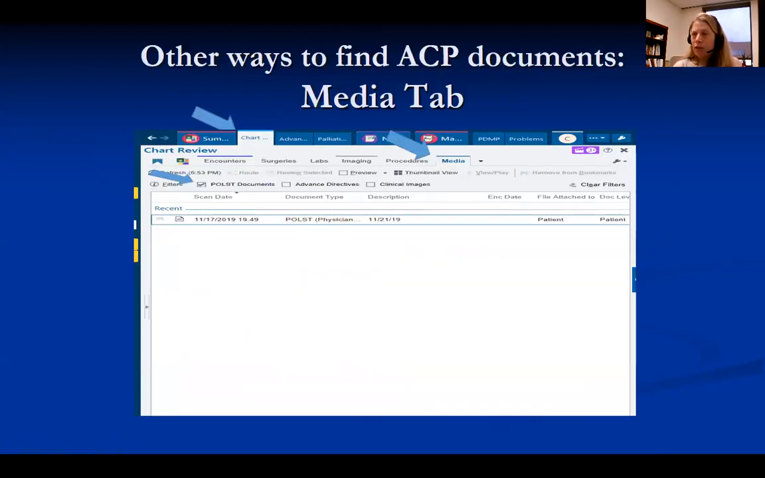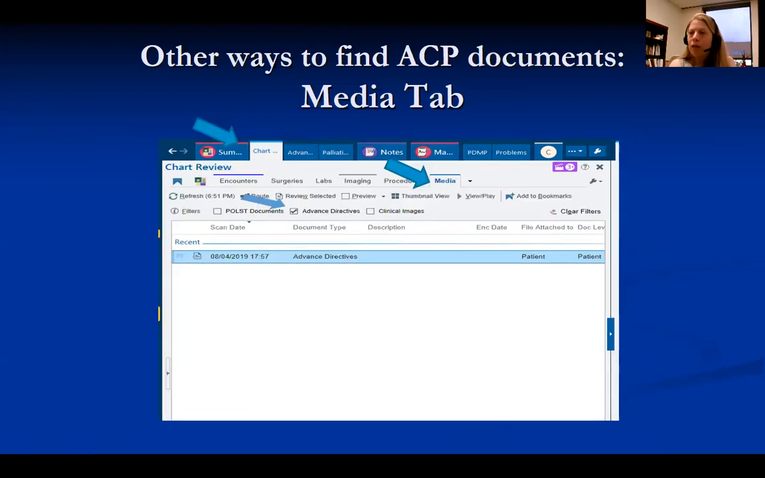The last place that you can find an advance care planning document is under the Media tab. If you go under Chart Review and then go to Media, the nice thing is, instead of having to comb through hundreds of documents under the Media tab, we have some filters. We have an advance directive filter and a POLST filter. If you click on one of those and the patient does have an advance directive or a POLST, it will pop up right here, so you don't have to look for it.